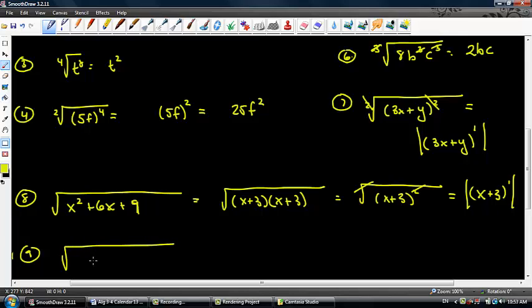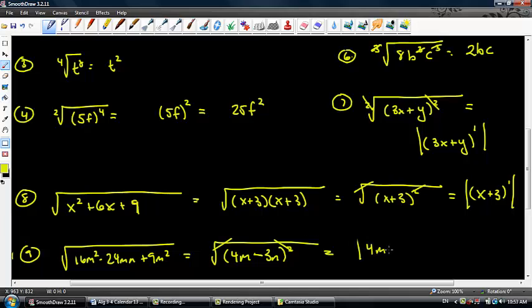Next, the square root of 16m squared minus 24mn plus 9n squared. That is really the square root of (4m minus 3n) squared. Those are going to cancel each other out. I end up with the absolute value of 4m minus 3n.